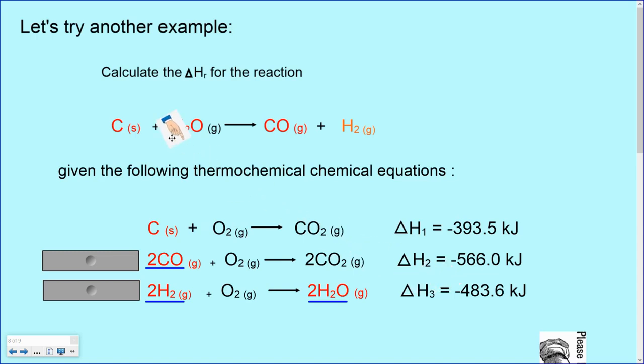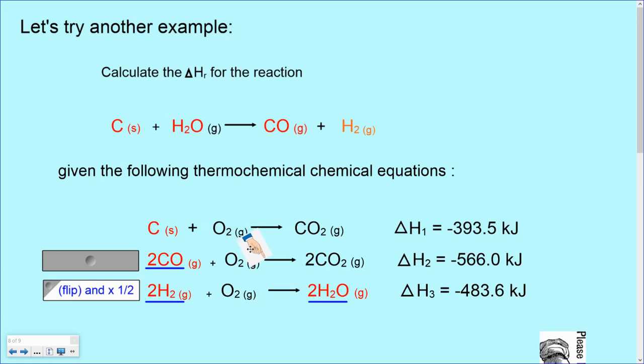Something else I want to point out is we need 1 mole of water, and this equation gives us 2 moles of water. So we're probably going to have to flip this equation, and we're going to have to also multiply it by 1/2. So this equation here, if I multiply by half, I'll have 1 mole of H2, half a mole of O2, 1 mole of H2O, and we're going to flip that. So we're going to put these on the product side, and the H2O becomes the reactant.